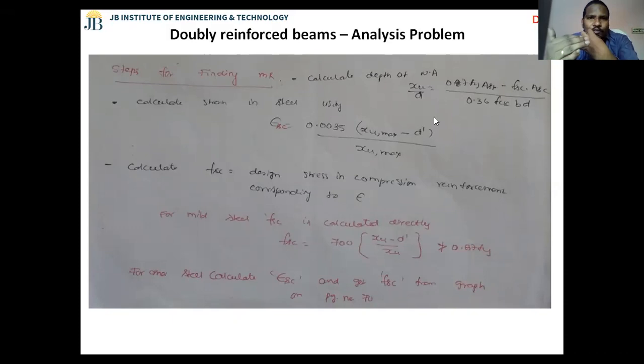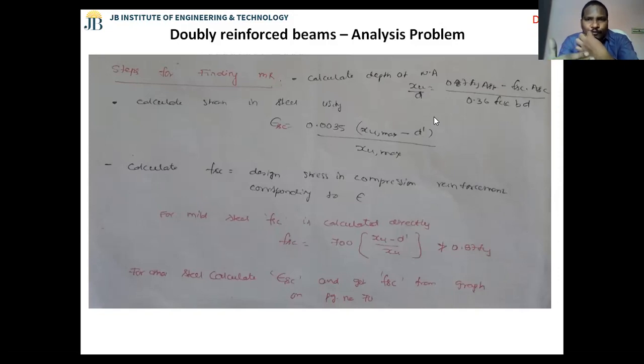Because your design moment is more than that of a balanced section. If it is a balanced section, then we have the direct analysis. You have direct equations to find out the AST value. Because here the moment is more than the MU limit value, the actual design moment is more than that.